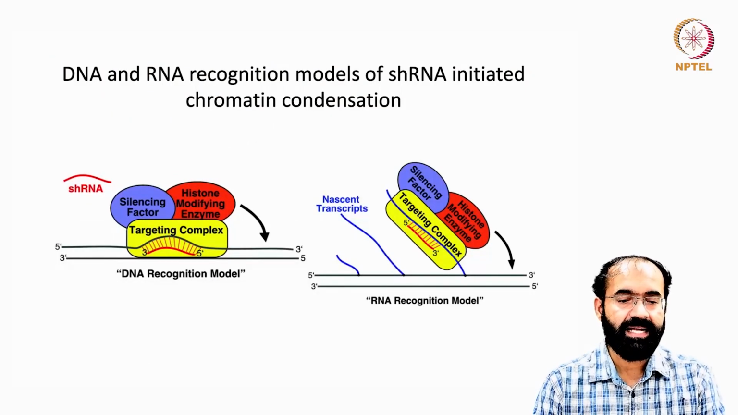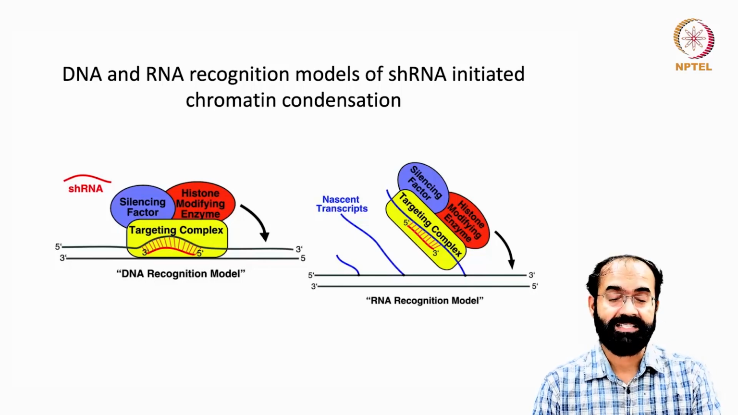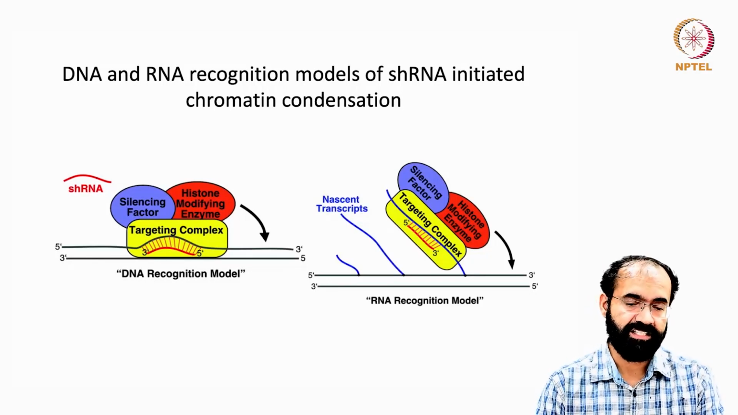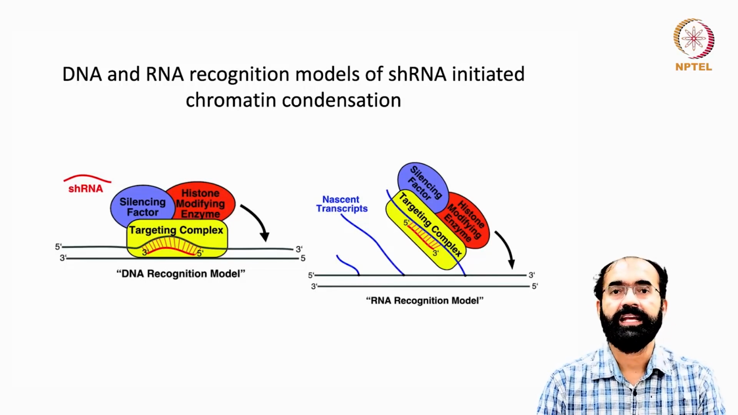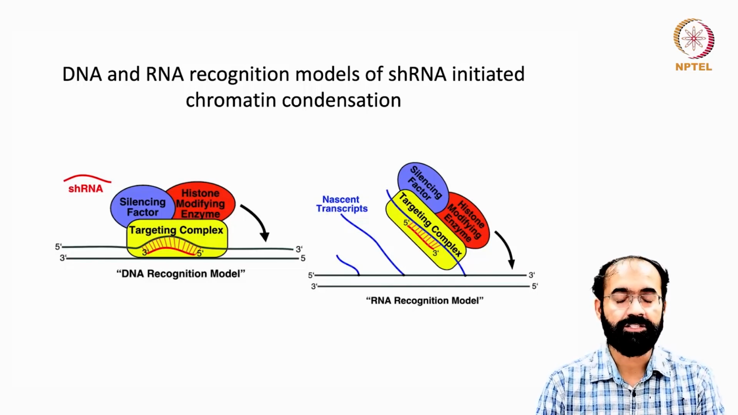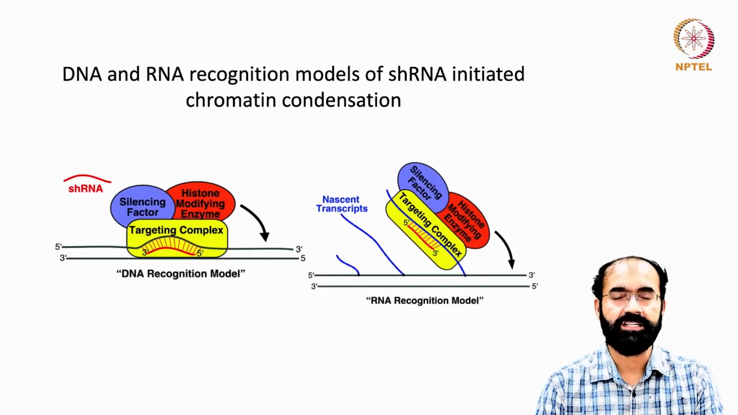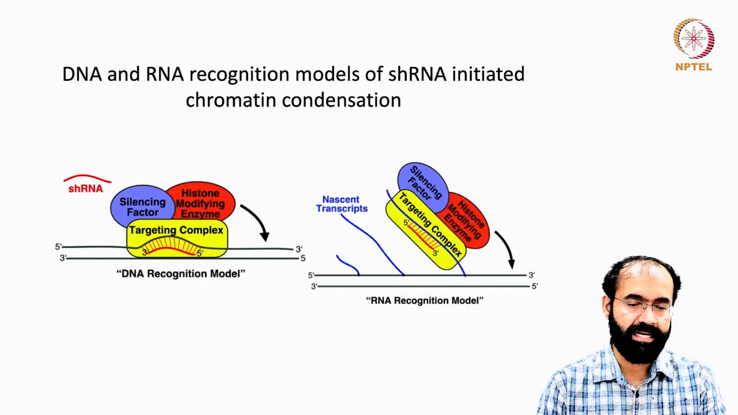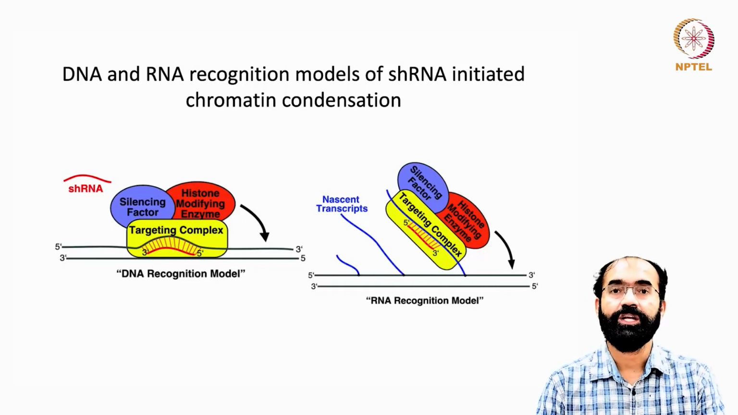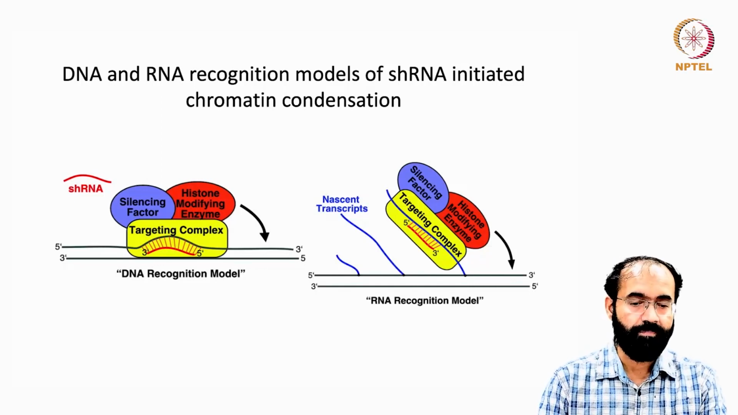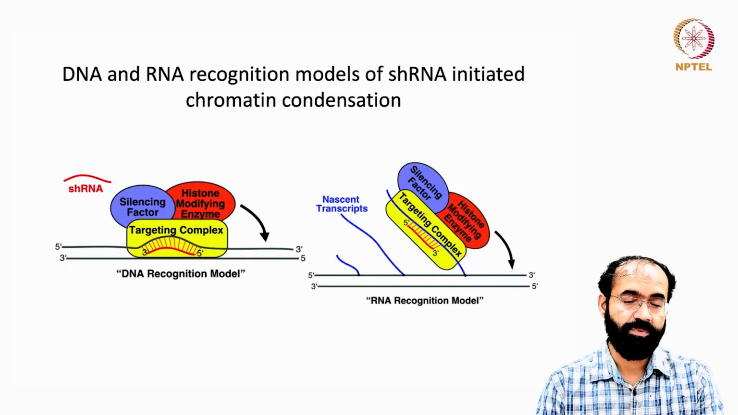So, DNA and RNA recognition models of shRNA initiated chromatin condensation. It means in this section we will try to understand how a shRNA is contributing to the maintenance of this imprinted status. So we have two models. One is a DNA recognition model and the other is an RNA recognition model. We know all genes are located in the DNA and RNA is formed from specific loci or locations in the DNA. So you have this DNA and you have this DNA recognition model, and this shRNA comes into the picture.